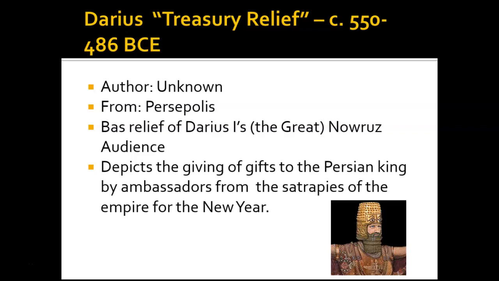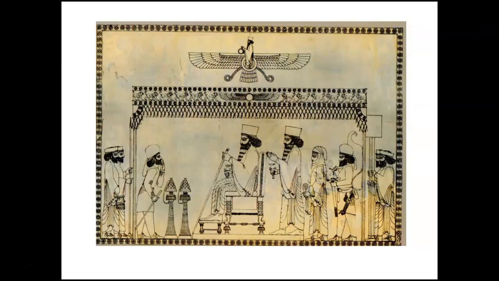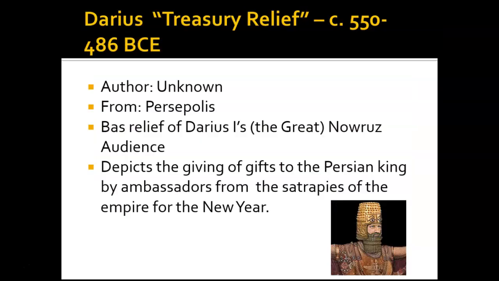All right, so this piece of art is actually the Darius, or Darius, depending on how you want to pronounce it, treasury relief. You can see that it's roughly from around 550 to 486 BCE. We don't know who the author is. We do know the location. It's from Persepolis. And it depicts the giving of gifts to the Persian king for the new year. So what does that tell you about the society? Look at the intent. Look at the purpose. What are you seeing? Always, when you look at something, whether it's a piece of art or you're reading a document, ask those questions. Think about what you're actually seeing or reading as you move through the sources.